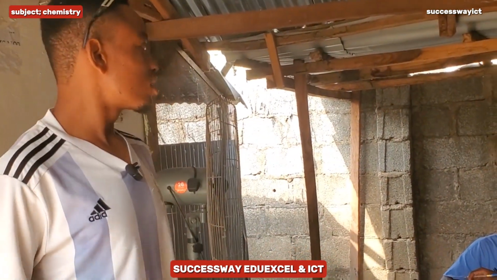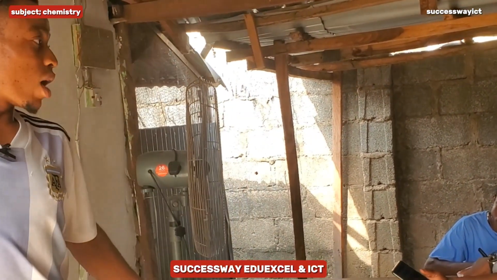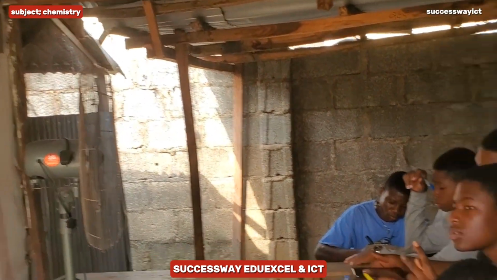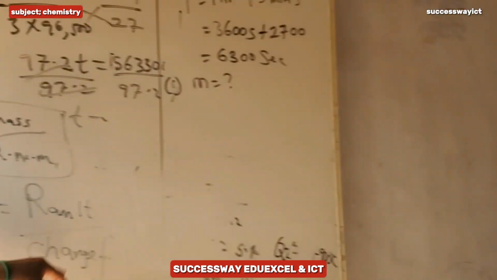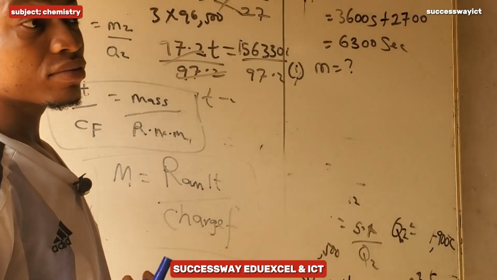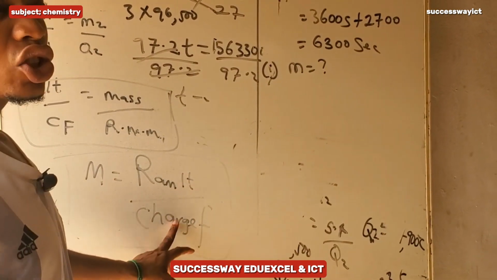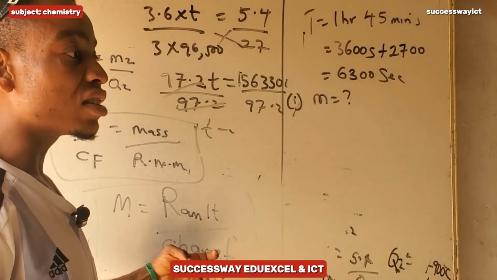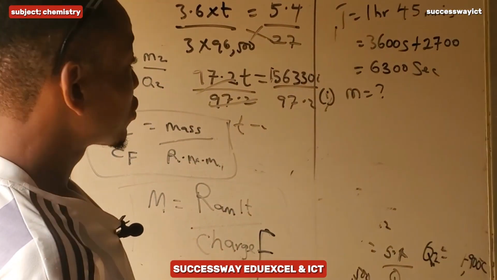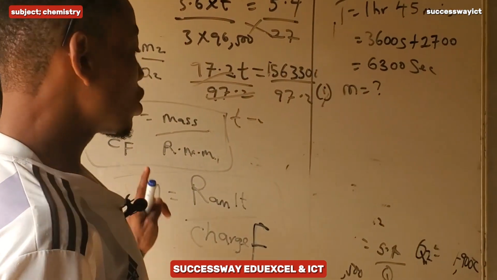Let's go that way. This row applies number 2, this row applies number 3, and here apply number 1. Ask questions about what you don't understand. Relative atomic mass is 197. You know your IT, right? IT is the current times time, which is the charge. This charge F means 1 times 96,500. Is it clear now? So what are you looking for?